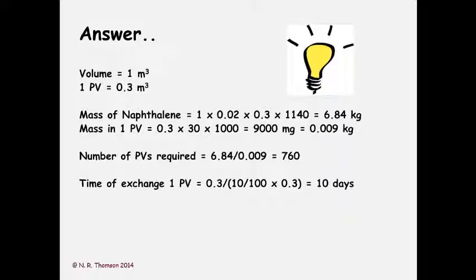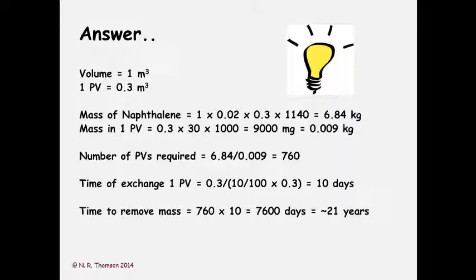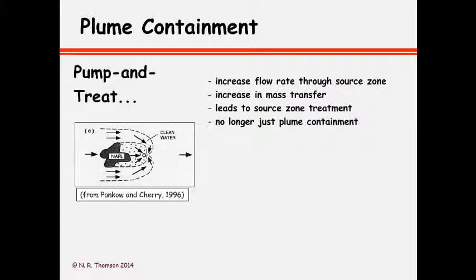And that would take, at that flow rate, approximately 10 days for 1 pore volume, or for all of the mass, 21 years. So you can see it's quite a long time to actually use an extraction well to remove the mass within a very small source zone. So the goal of pump and treat was very quickly understood to be plume containment, and for it to treat a source zone or to remove mass within a source zone, it would be very hard.